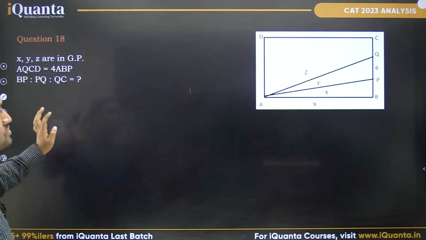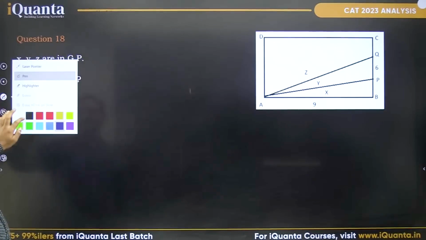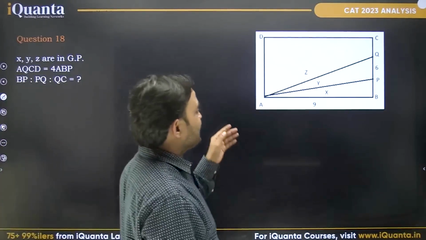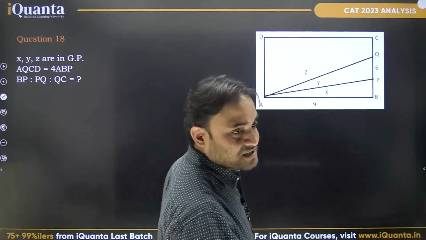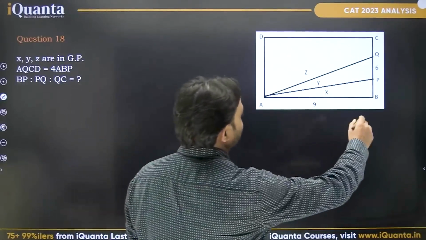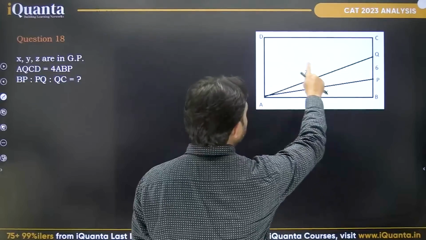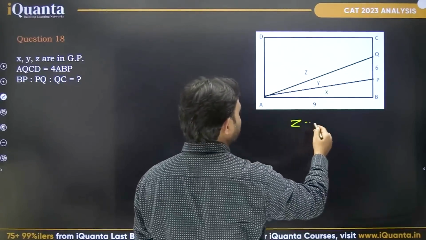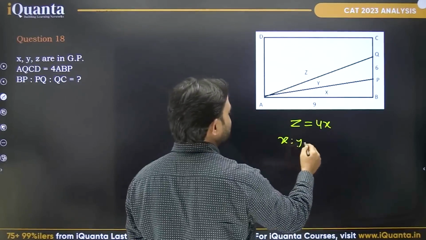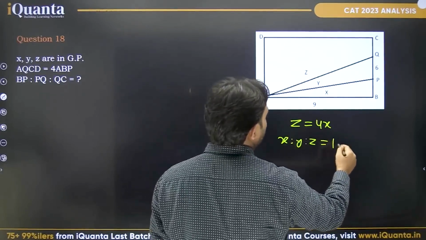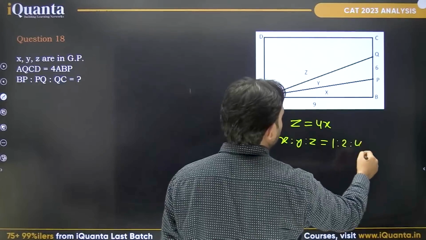So this question was also discussed yesterday. It was given that ABCD is a rectangle where AB is 9, BC is equal to 6, and X, Y, Z are in AP. Also, it was given that Z is equal to 4X. If Z is equal to 4X, that means X is to Y is to Z will be equal to 1 is to 2 is to 4 ratio.